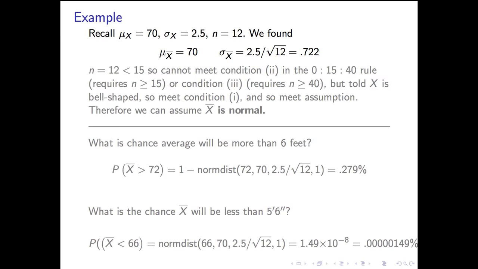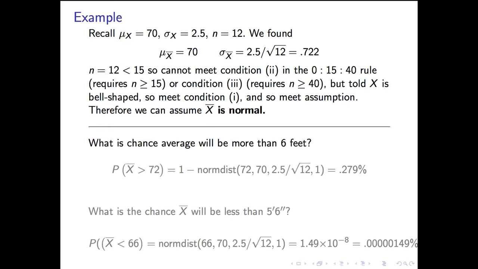All right? The third assumption is the 0-15-40 rule. N is 12, so it's not 15 or more and it's not 40 or more, which means no hope of meeting versions 2 or 3 of the assumption. However, we were told that x is bell-shaped, so it meets condition 1. Bell-shaped, roughly normal, symmetric and unimodal. If it tells you anything that specific about the distribution, that's good enough to meet the 0-15-40 rule. Therefore, we can assume x bar is a normal distribution with a mean of 70 and a standard deviation of 0.722. Now we can go to town computing probabilities.